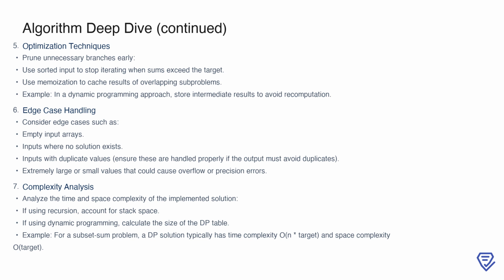Alongside optimization, always analyze time and space complexity. For recursive solutions, account for stack space. For dynamic programming, evaluate the size of the table. For example, a subset sum problem using dynamic programming typically has a time complexity of O(n * target) and space complexity of O(target).